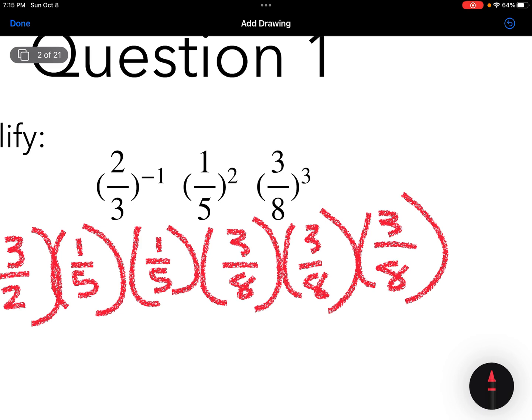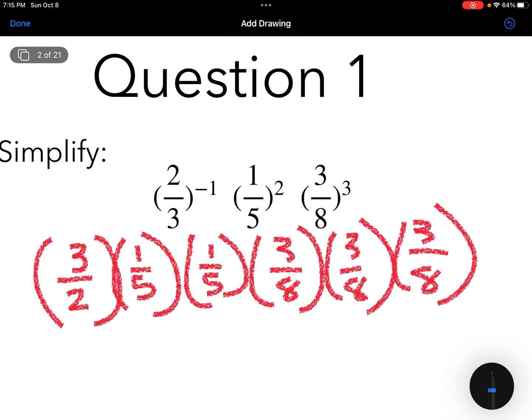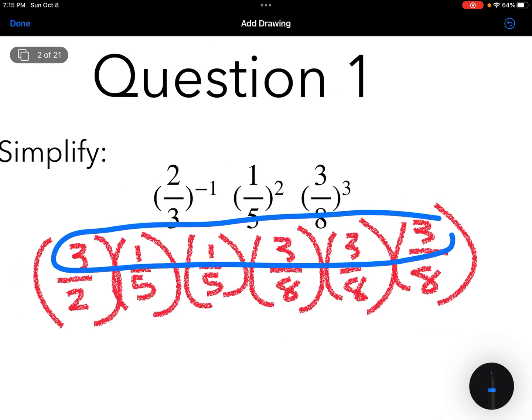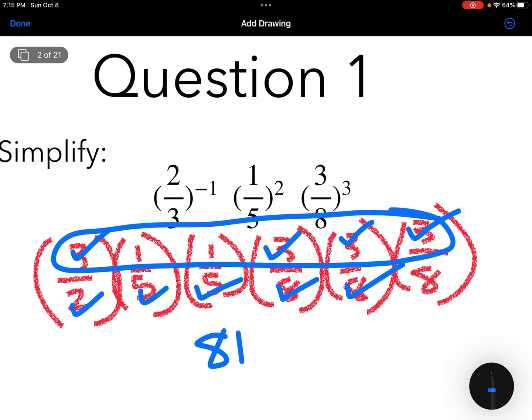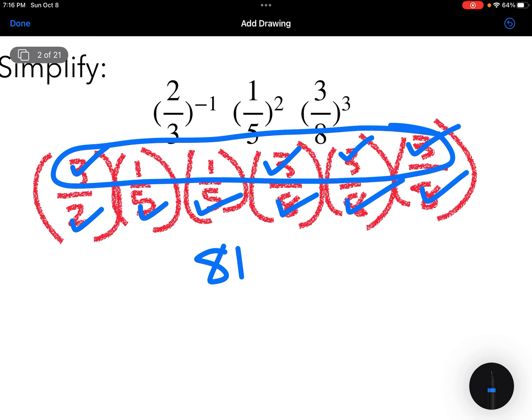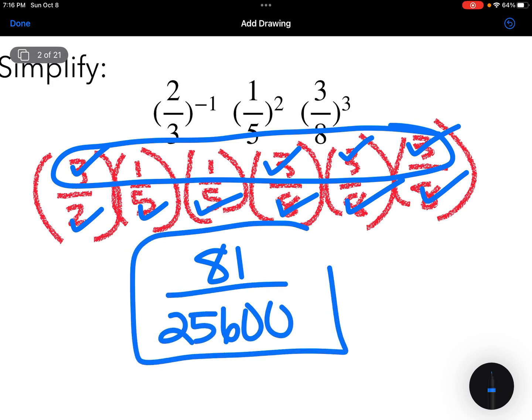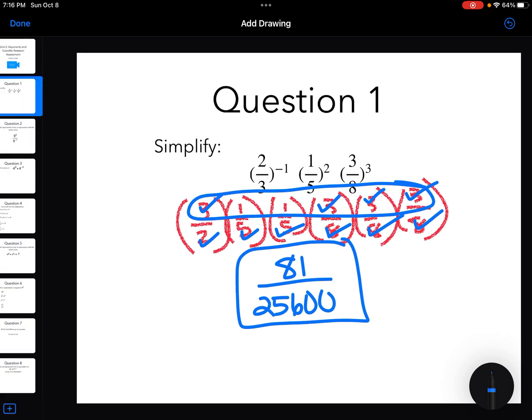Okay, so now I'm going to take a look at just the numerators. So 3 times 3 is 9, times 3 is 27, times 3 is 81. And then 2 times 5 is 10, times 5 is 50, times 8 is 400, times 8 is 3,200, times 8 is 25,600. So that's what it looks like simplified.